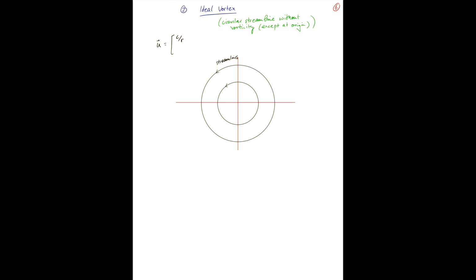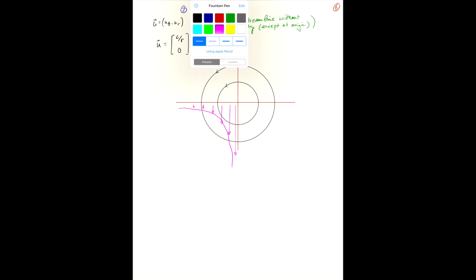So the angular component of your velocity field, right? So this is u theta, not u r. The angular component of your velocity field is inversely proportional to your distance from the origin, and there is again no radial component to your velocity field. So if we sketch this, it becomes infinite at the origin, and then as r goes large, your velocity becomes very small.